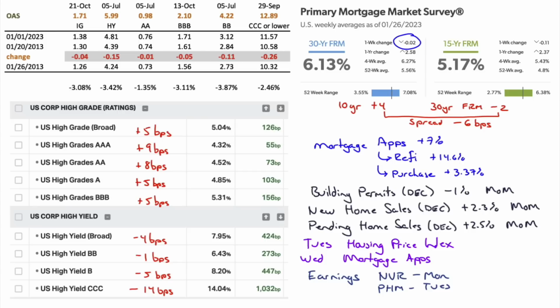Okay, spreads, corporate spreads, all of them coming in again this week. This is really interesting. On the CCC, it has been the outperformer. If you look over the last, let's say 30, 60, 90 days, CCC has been the best performing category of credit. The category with the highest default rate has been the best performer. Think about that for a moment.